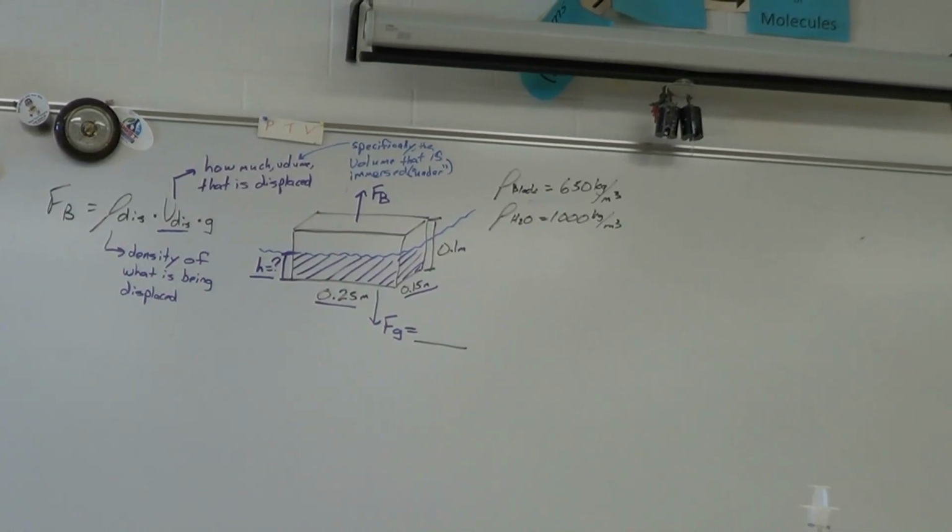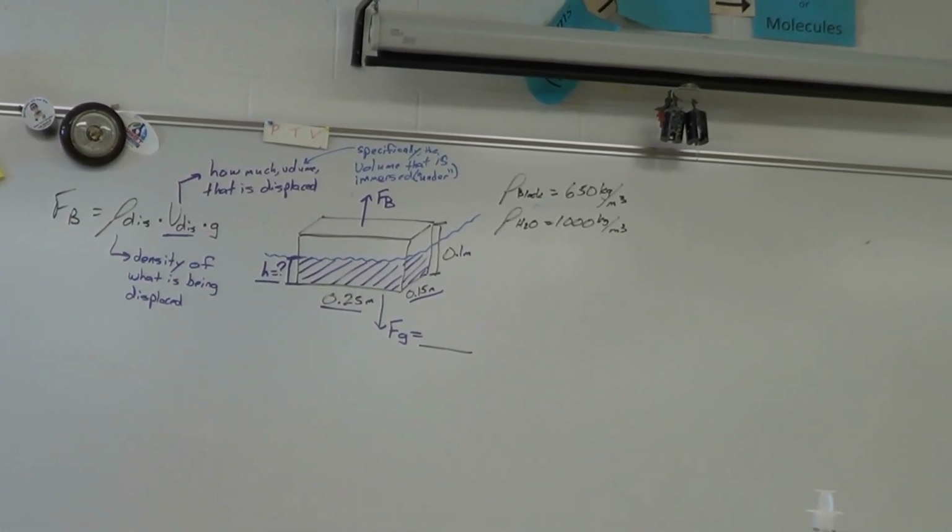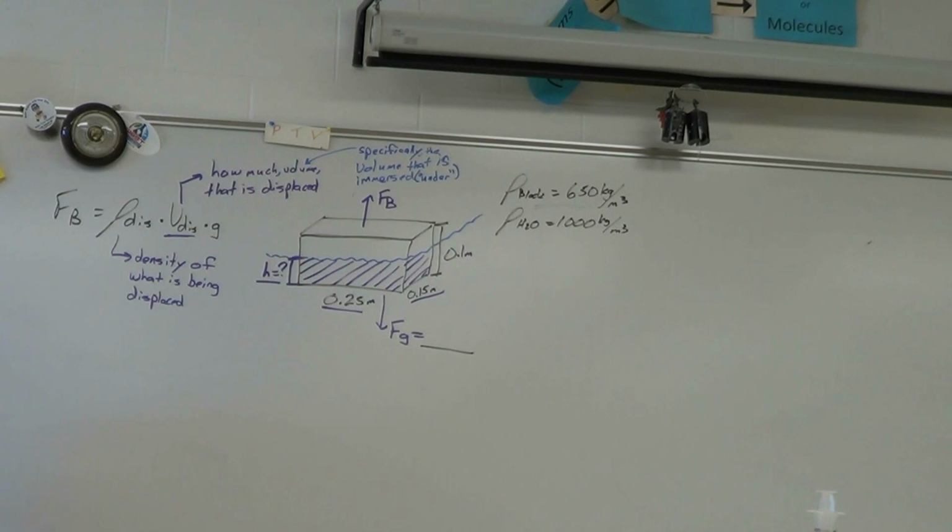So on in-class buoyancy, question number one, it says, a block with the density of 650 kilograms per cubic meter is floating in fresh water. The dimensions of the block are 0.25 meters by 0.15 meters and 0.1 meter high. The density of water is 1,000 kilograms per cubic meter. How far below the surface will the block be?